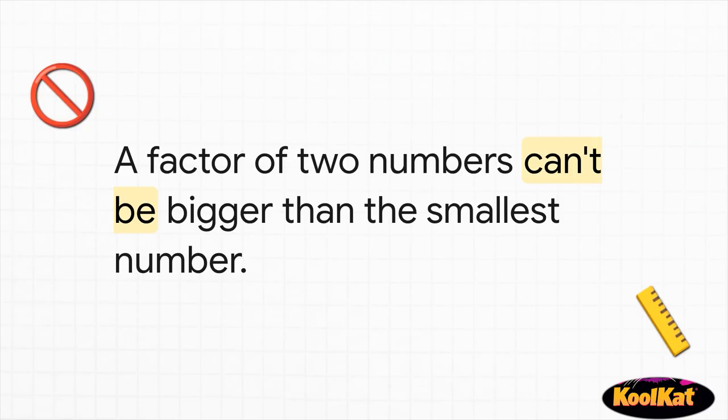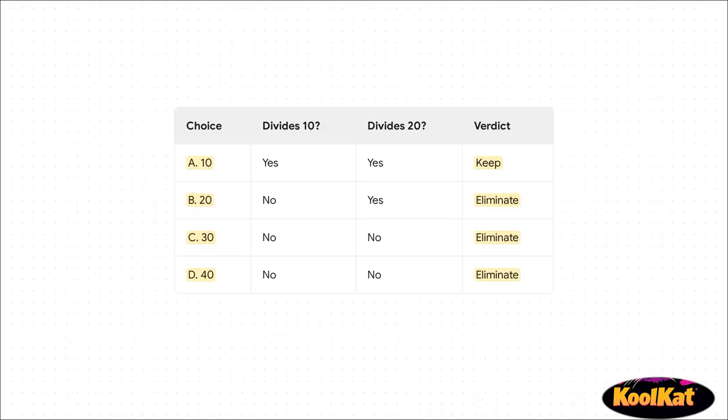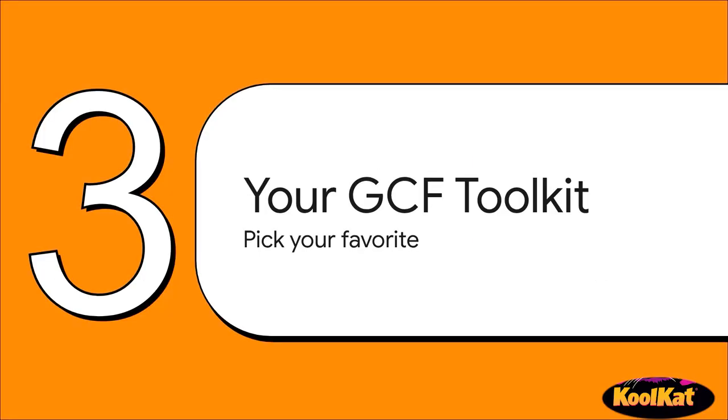Just think about our sidewalks. Could you possibly use a 15-foot tile on a 10-foot path? No way. It's just too big. It's logically impossible. So let's use that rule right now. Look at our choices. Could the answer be 20? Nope. It's bigger than 10, so it can't be a factor of 10. Get rid of it. What about 30 or 40? Way too big. Eliminate them both. And just like that, without doing any real math, we've already figured out the only possible answer left on the table is A, 10.